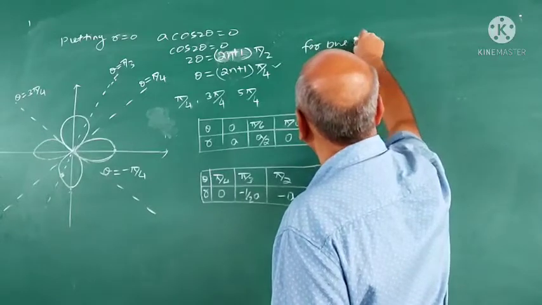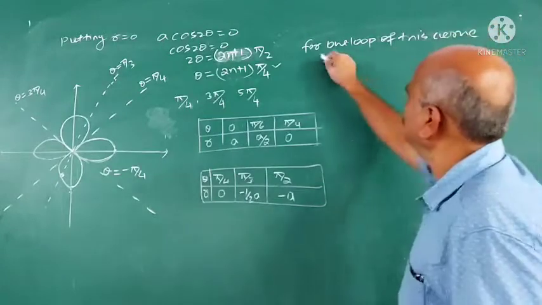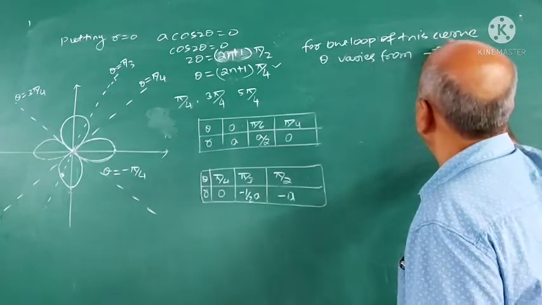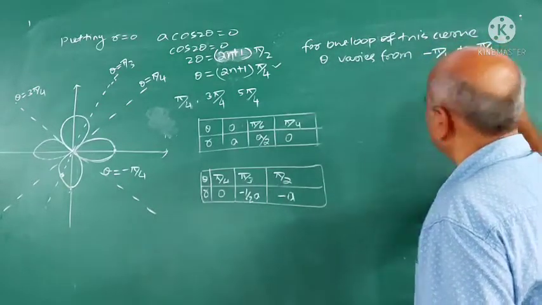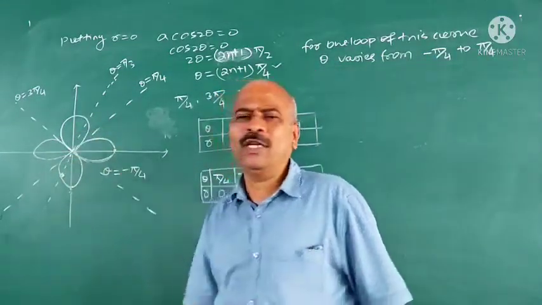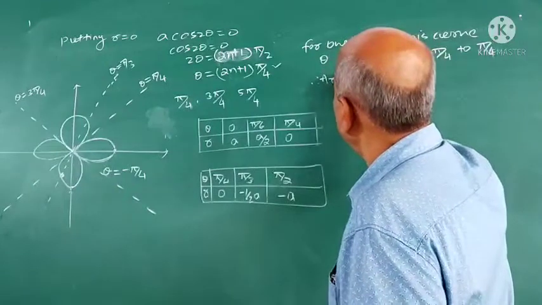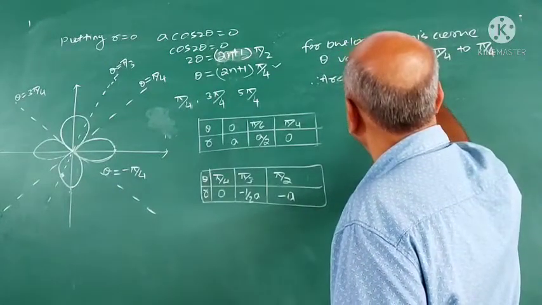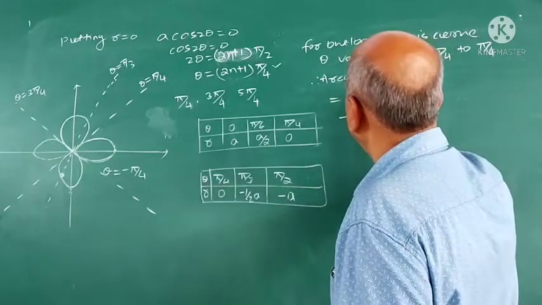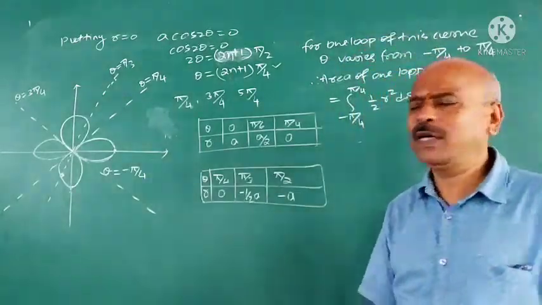For one loop of this curve, theta varies from minus pi by 4 to pi by 4. All of you agree with this? This is minus pi by 4, this is pi by 4. Theta varies from minus pi by 4 to pi by 4. Therefore, area of one loop is the integral from minus pi by 4 to pi by 4 of half r square d theta. This is the formula, half r square d theta.